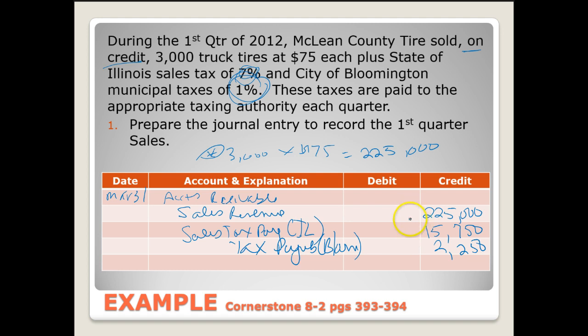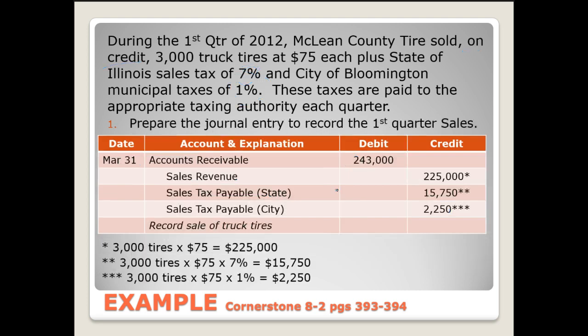If I add the $2,250 plus the $15,750 and the $225,000 all together, that would be an accounts receivable balance of $243,000, which would be our debit entry. Let's look at it all nice, neat, and clean here. Again, this is how we accounted for sales revenue. This is how we figured out the Illinois state tax, and this is how we figured out the city of Bloomington tax, and altogether they equaled the accounts receivable.